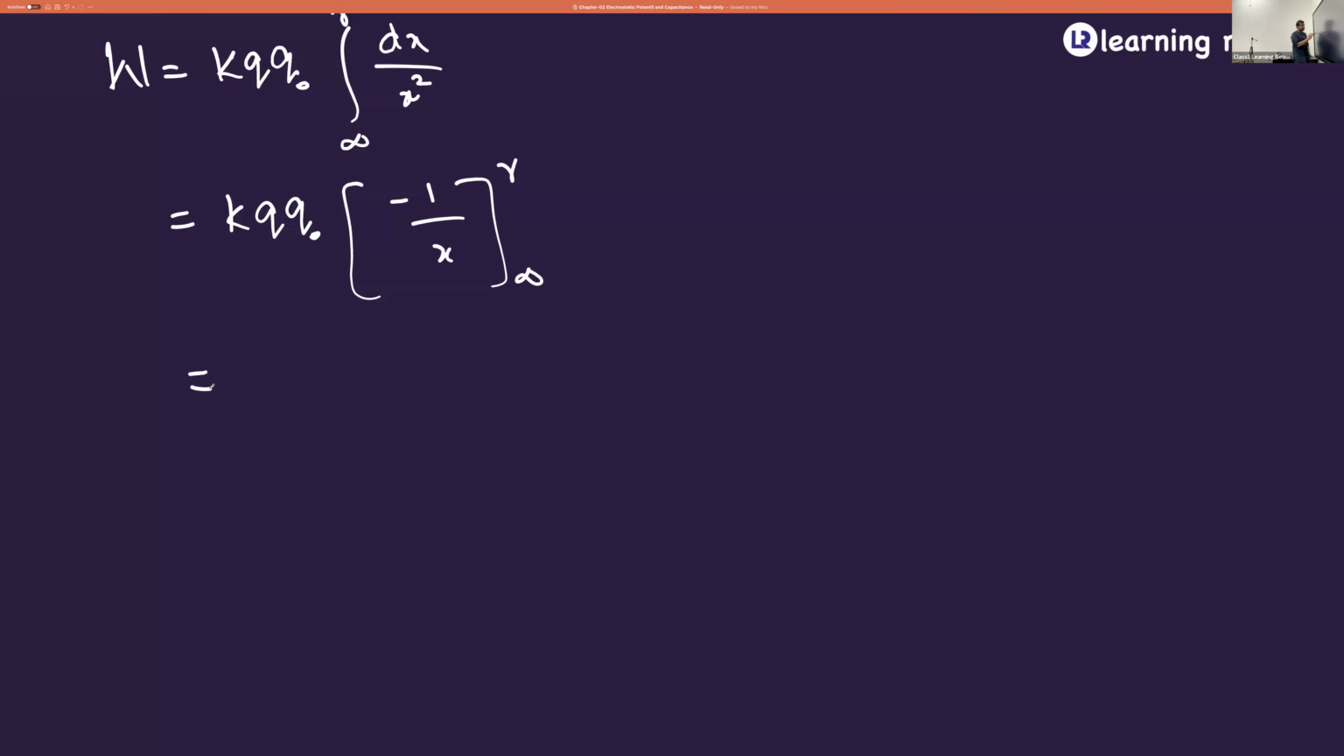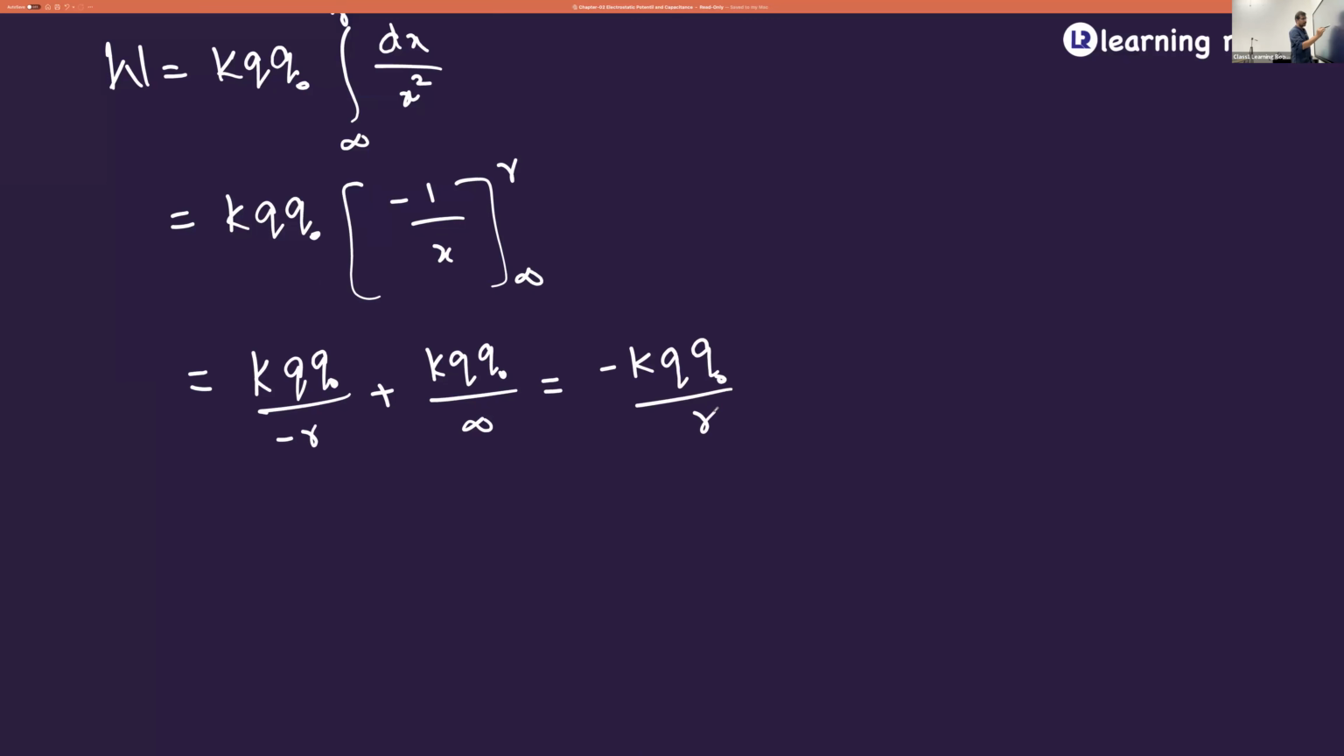So substitute the upper limit. So it will be k q q naught divided by r, plus k q q naught divided by infinity. So what will be that? Minus k q q naught divided by r. And this work done to move the particle from infinity to point P is going to get stored in the form of electrostatic potential energy. Right? This is what happens.